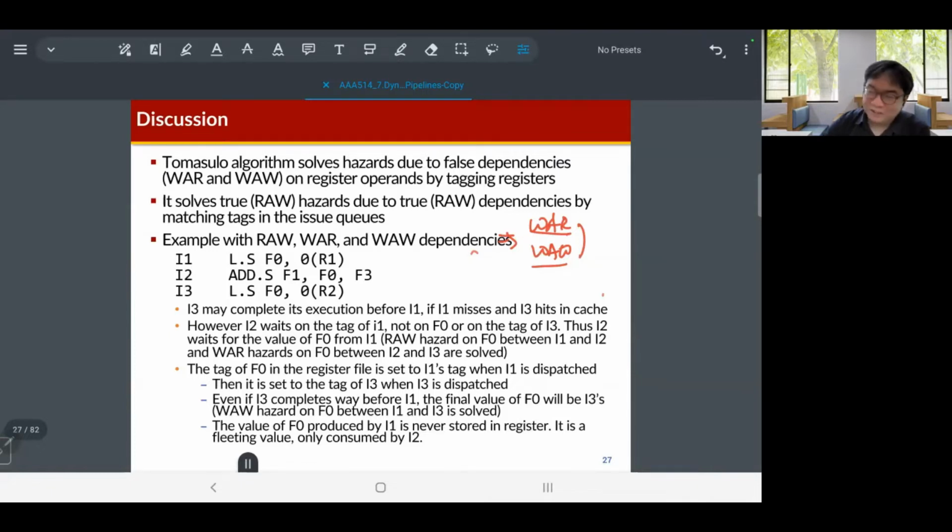We already learned in the static pipeline architecture that we need to consider the WAR hazard or the WAW hazard because of out of order completion or out of order processing, which means that the latency of instructions varies. Because of these latencies of instructions, we need to consider the WAR hazard and the WAW hazard. And how can the Tomasulo algorithm solve the WAR hazard and the WAW hazard?